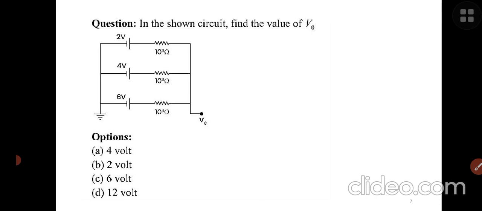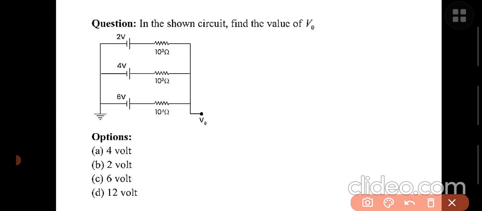Next question. In the shown circuit, find the value of V naught. Let's see the options: 4 volt, 2 volt, 6 volt, 12 volt.